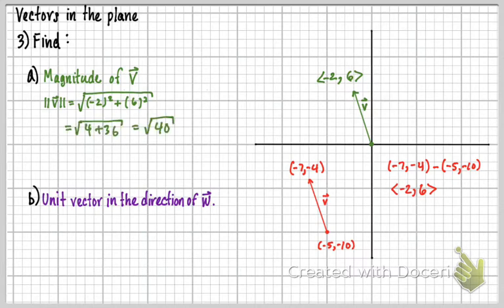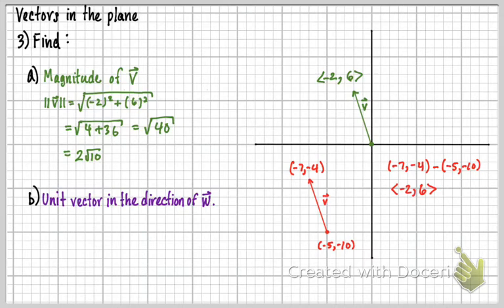But again, that's not enough for us because we're Calc 3. We should simplify this even more. So notice 40 has a factor that's a perfect square, which is 4. So I really have the square root of 4, which gives me 2 square root of 10. So that's actually the magnitude of V.